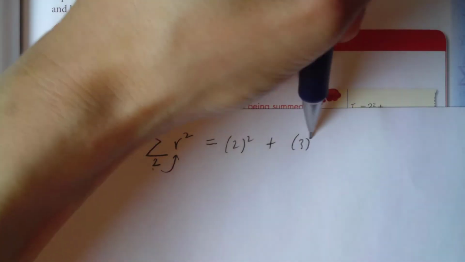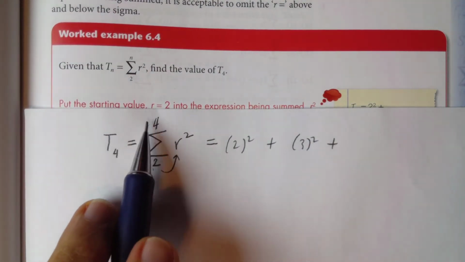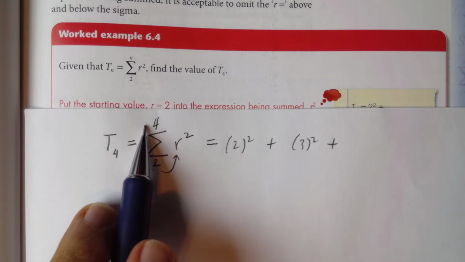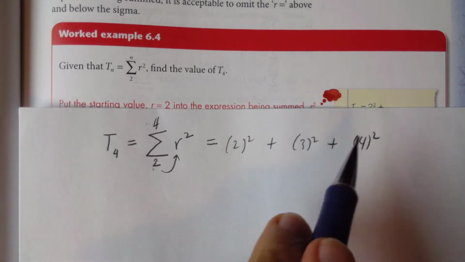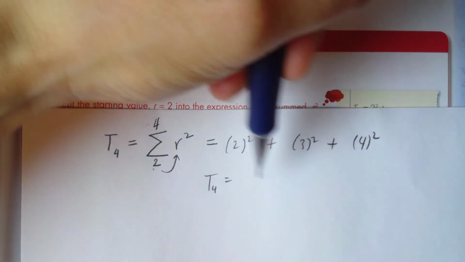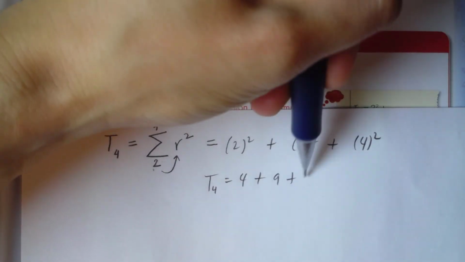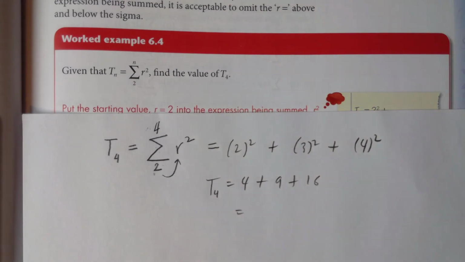So we have 3 squared plus, and you're going to keep on adding up all the numbers until you finally reach the end. So the next number after 3 would be 4, and this also happens to be the last number. So 2 squared plus 3 squared plus 4 squared would be the answer. So the answer for this T4 would be equal to 4 plus 9 plus 16, which is 29.